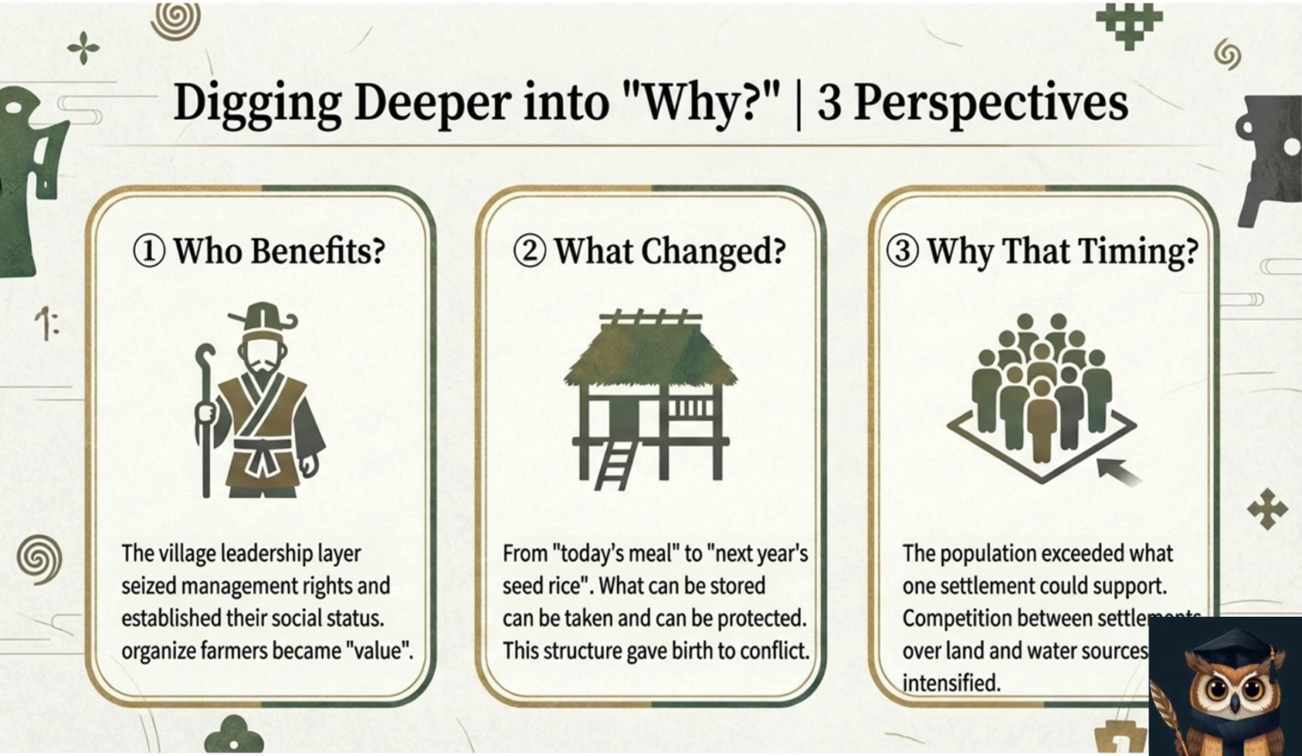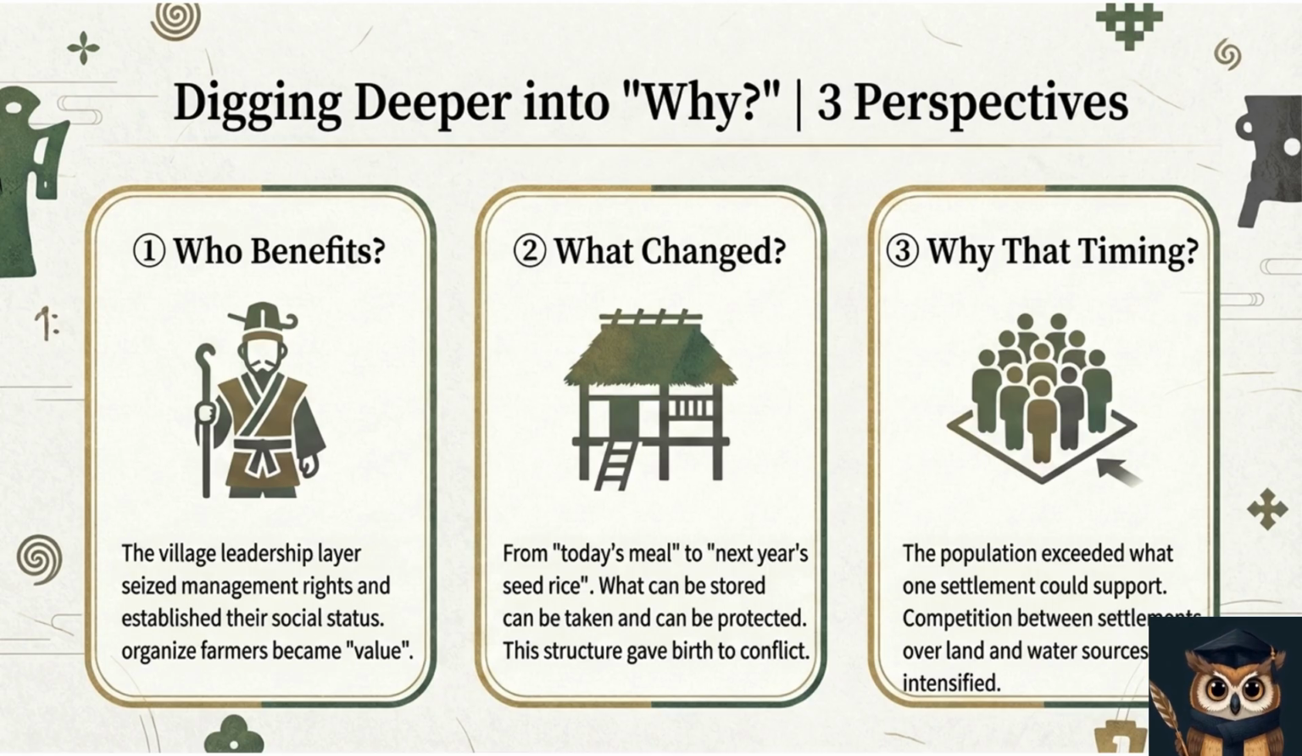Perspective 2. What changed? The fundamental shift was in time horizon. In the Jomon era, the operative question was, what are we eating today? Resources were consumed close to when they were acquired. There was little reason to plan further ahead than the next season. With rice farming, the operative question became, what seed rice are we protecting for next year?